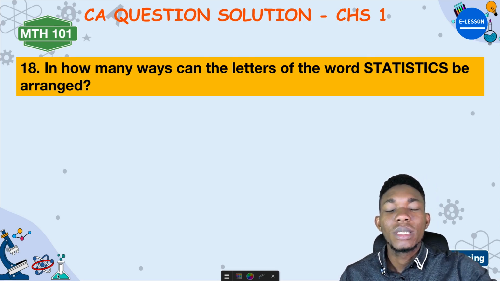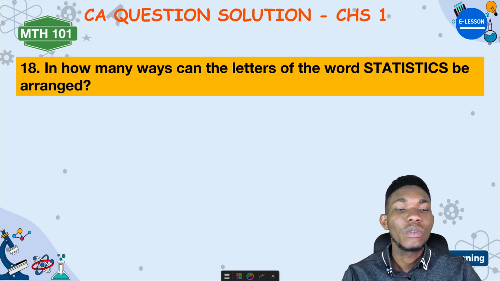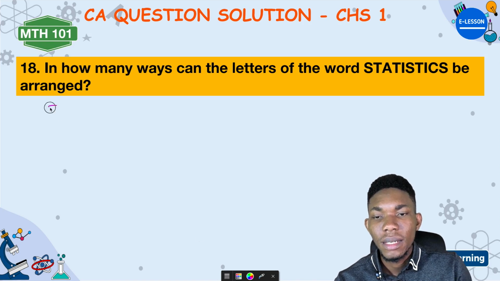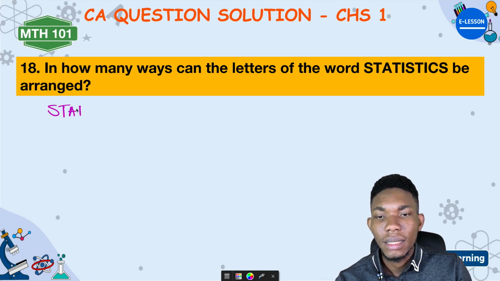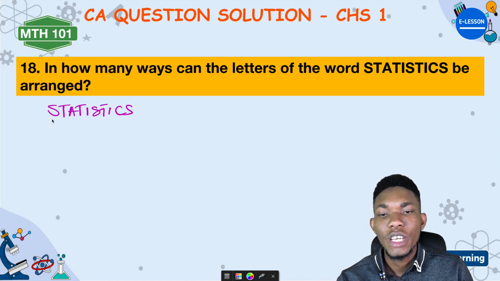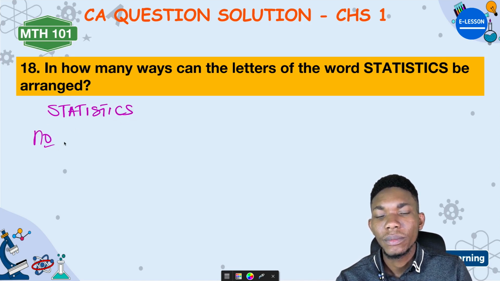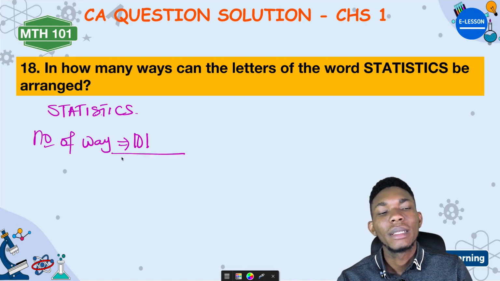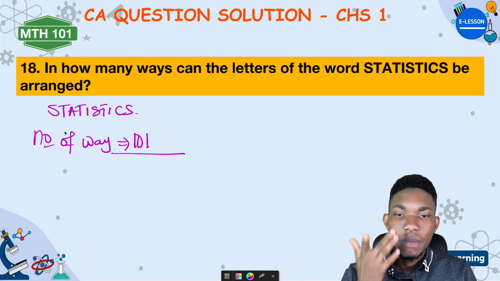Now the next question is, in how many ways can the letters of the word statistics be arranged? Statistics. Let's write it out. In how many ways can it be arranged? First of all, to find the number of ways, count the total number of letters here: 1, 2, 3, 4, 5, 6, 7, 8, 9, 10. That is 10 factorial divided by how many letters repeated themselves.